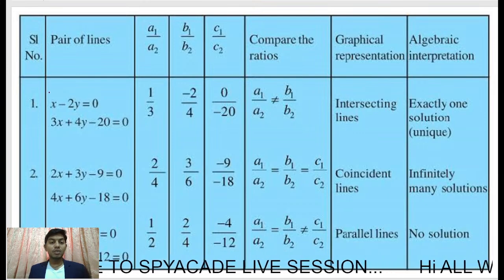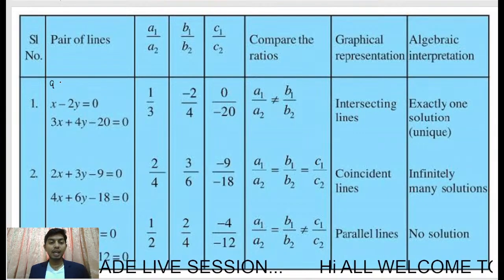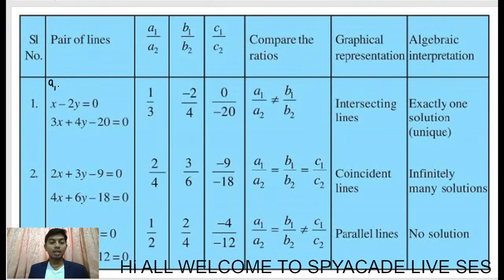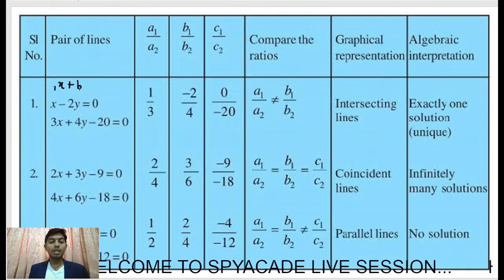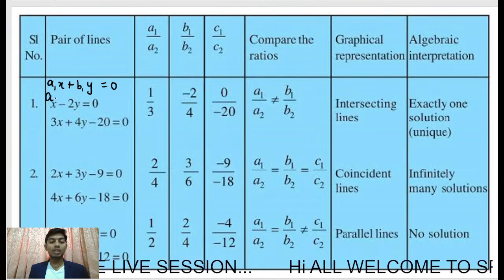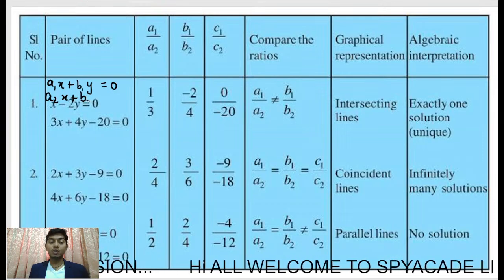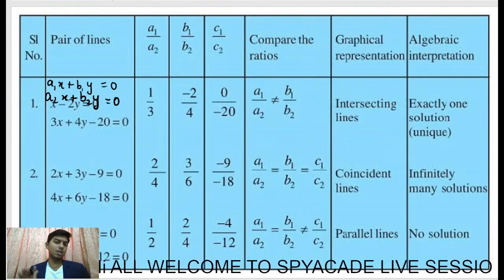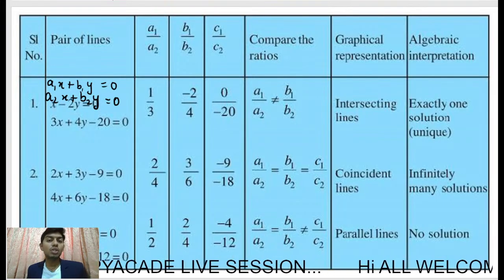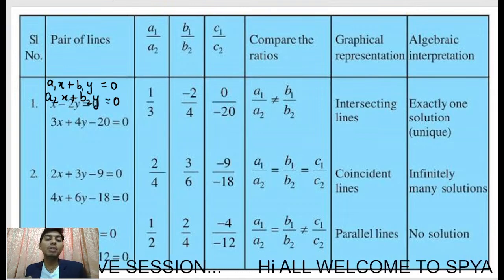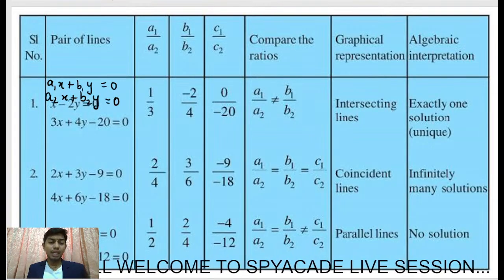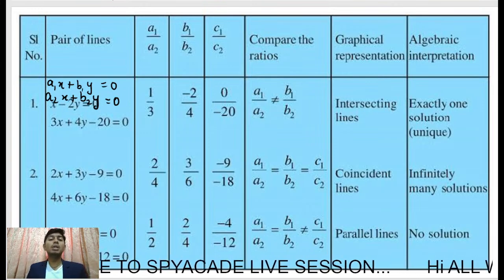Right? So the general form of all such equations will be like, I am writing a1x plus b1y is equal to 0. Same way, a2x plus b2y is equal to 0. This is the general form. So there are two equations. One equation you have to consider as a1x plus b1y is equal to 0, and the other equation you can consider as a2x plus b2y is equal to 0.